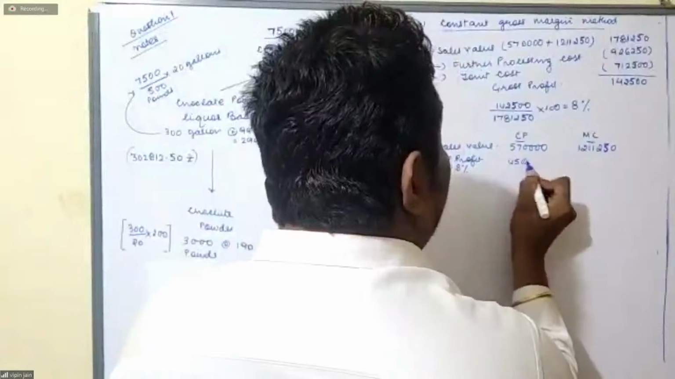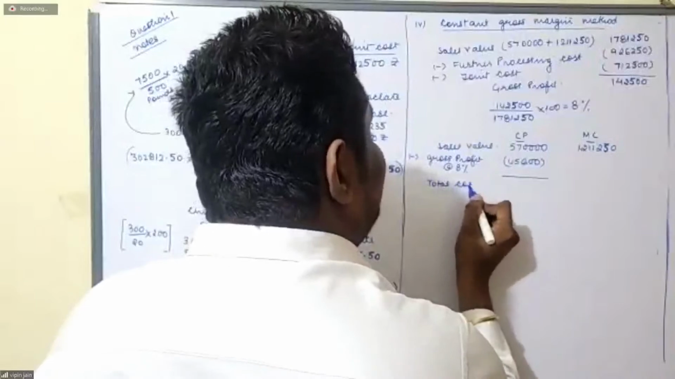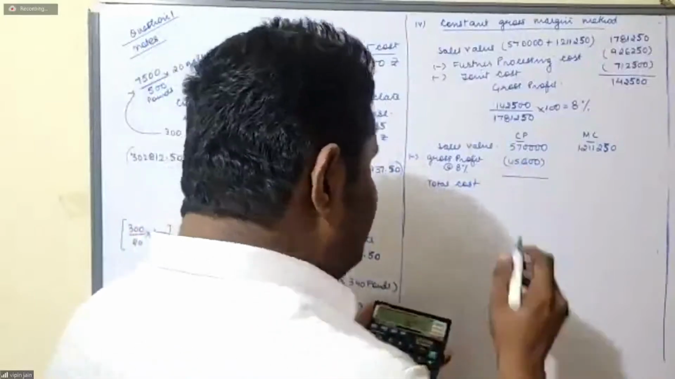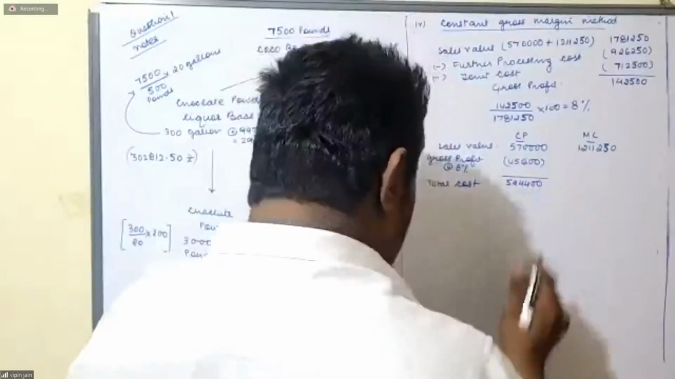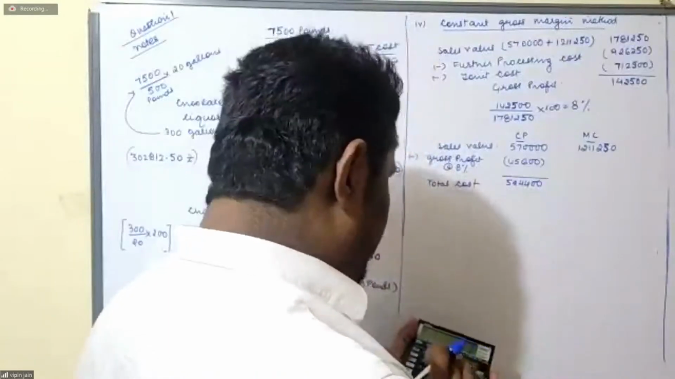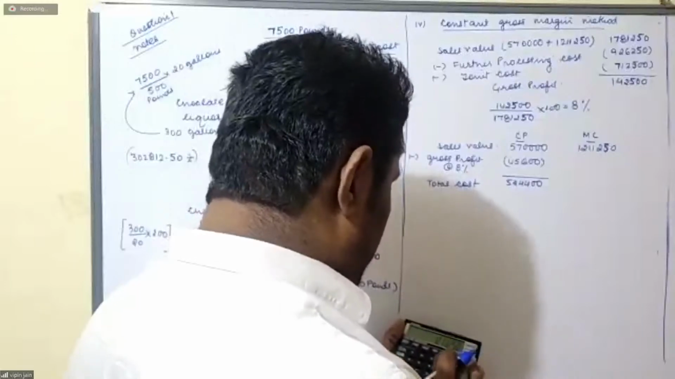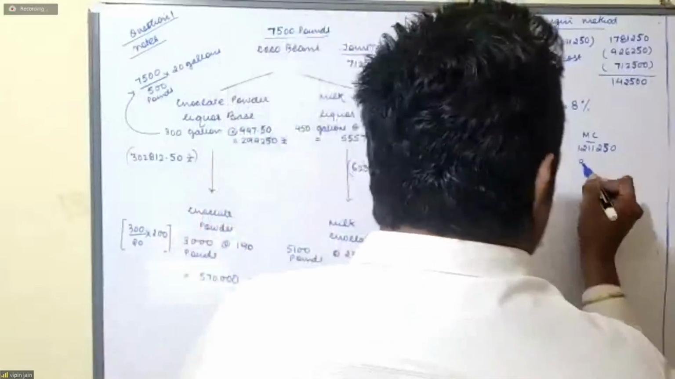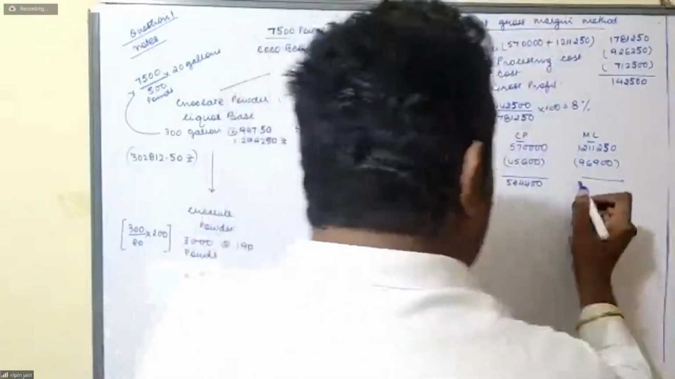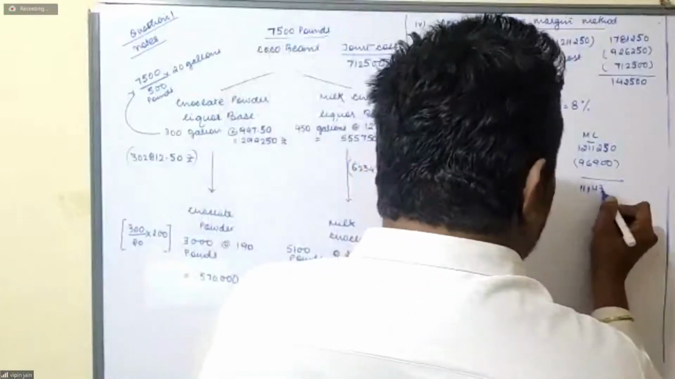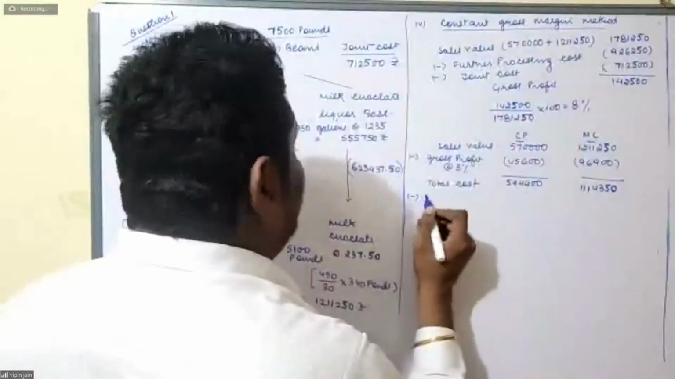This will be 45,600. Sales minus gross profit will be my total cost, that is 524,400. Similarly, in case of milk chocolate, 1211250 into 8%. So this will be 96,900. So my total cost will be 1114350.